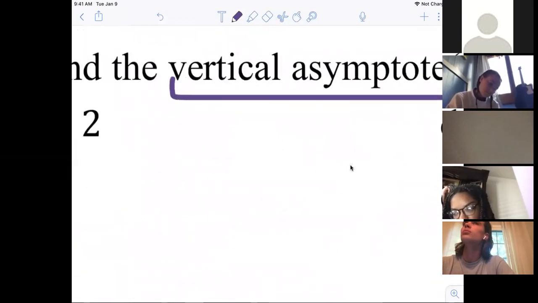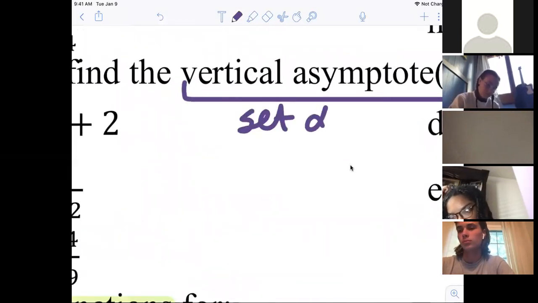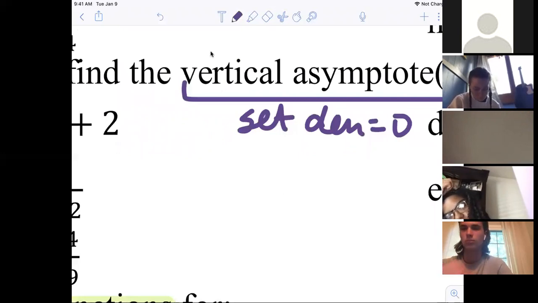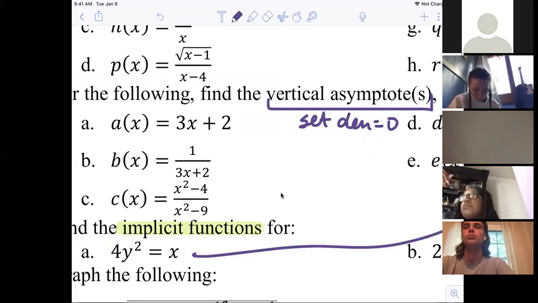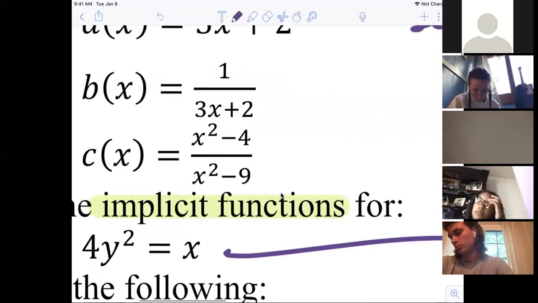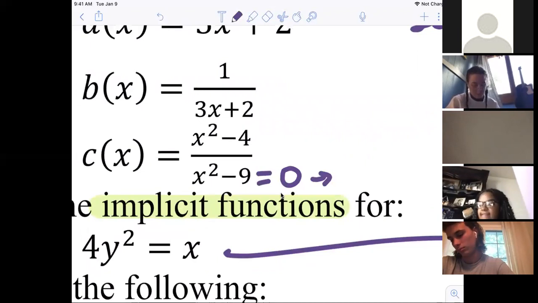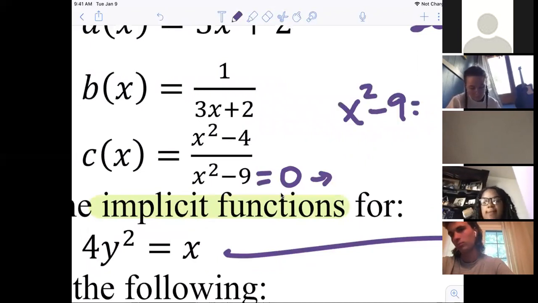We're going to set the denominator equal to 0. If we have a problem with factoring, hopefully that won't be something that you see on your test, but a lot of times factoring is probably the best way of doing this. So I'm going to do x squared minus 9 equals 0.